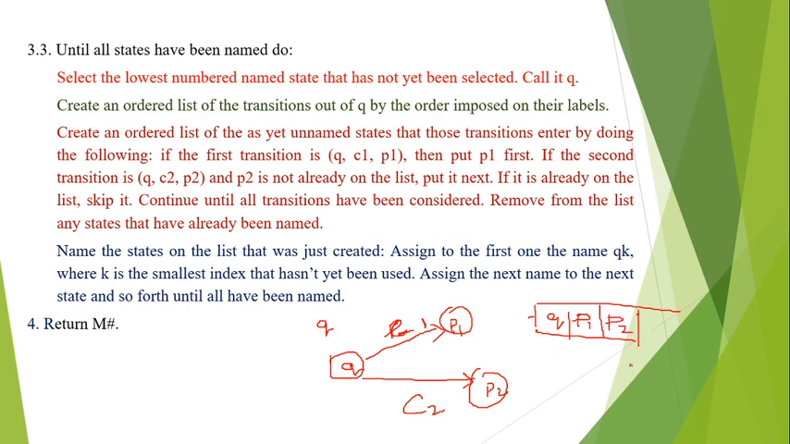Once you have listed all the states that are present here, you can assign the names. First you assign QK, next you assign QK plus 1, next QK plus 2, and so on. This is how you can name them. Once you have assigned names to all the states that are present in the FSM, you can return the machine. That is about canonical form of regular languages.